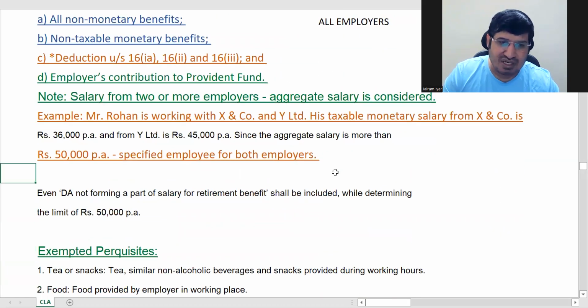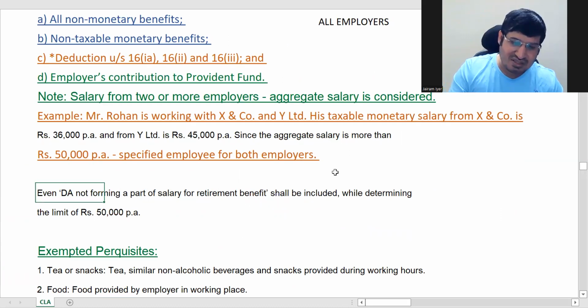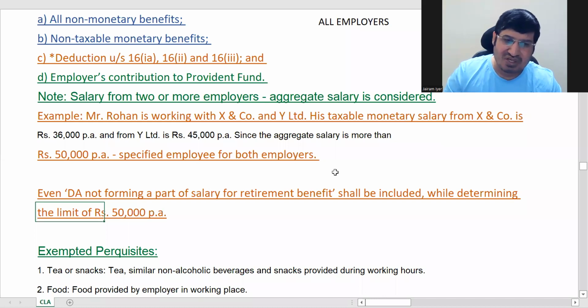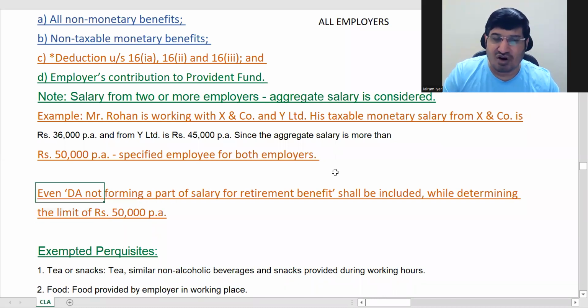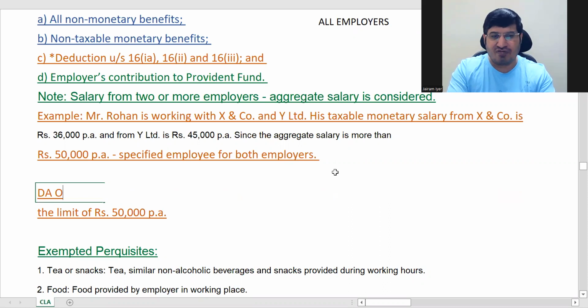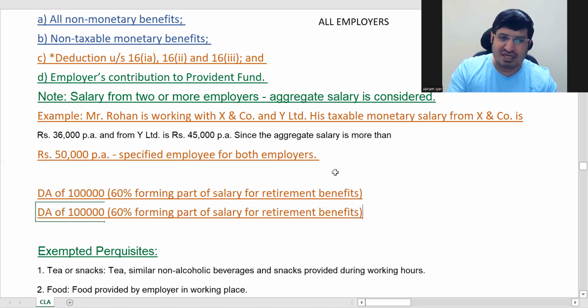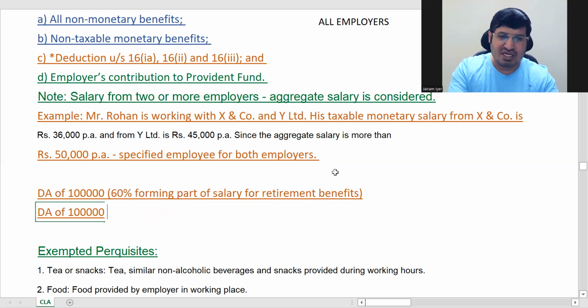Okay, so the point here, this is just a general one. DA not forming part of salary for retirement benefit shall be included. Because it is a taxable allowance, as I said, DA forming or not forming part of salary you only use for certain other computations. But in itself if you are getting DA of 1 lakh, say 60% forming part of salary for retirement benefits. This is the first case, and in second case I am saying your DA of this thing and I will say not forming part.